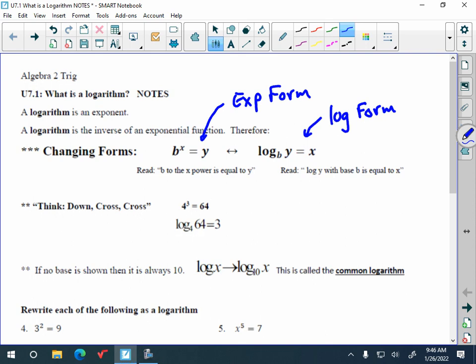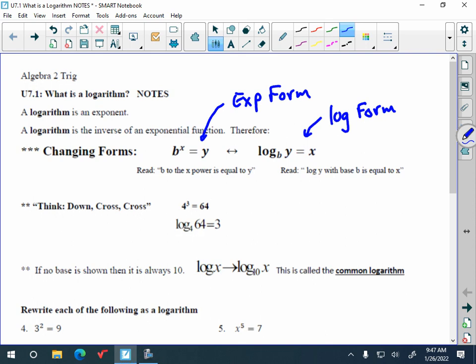All right. And so these two forms are different, but the equations actually are equal. So it's almost like a mixed fraction and an improper fraction. You have two different forms. One form is used for certain kinds of problems, and other forms are used for other ones. But they mean the same thing, really. So when we want to convert from one form to the other, you can kind of think of down, cross, cross. So here we have this 4 to the third equals 64.